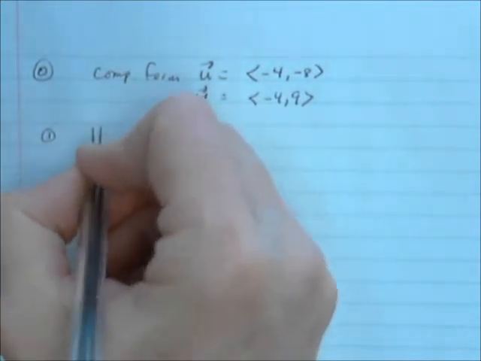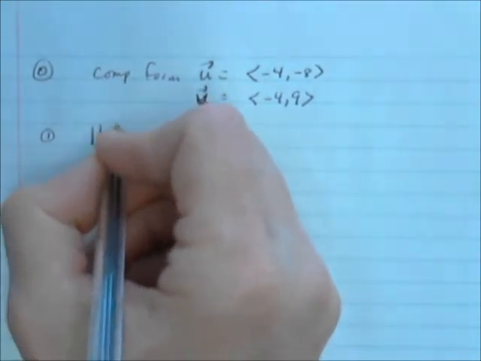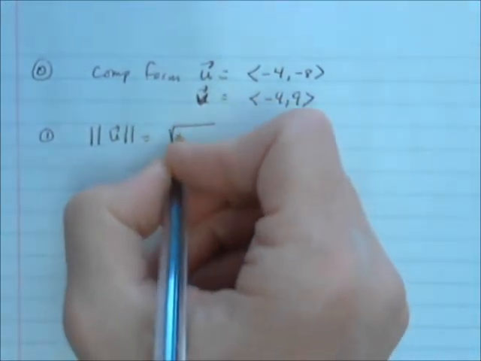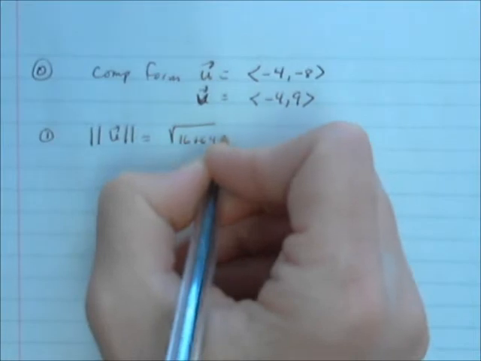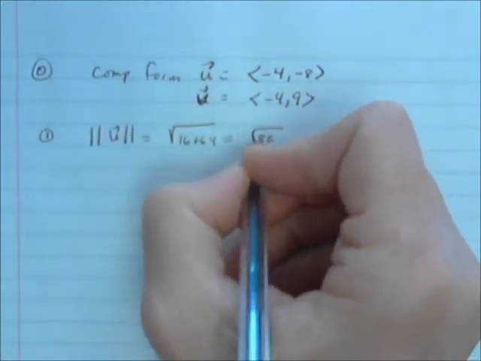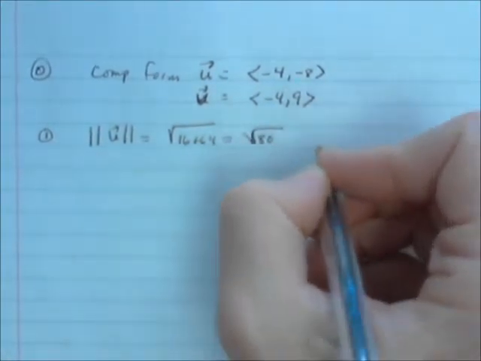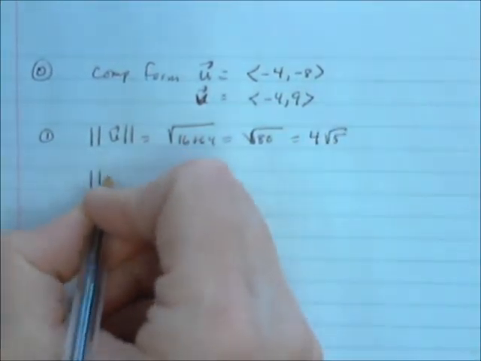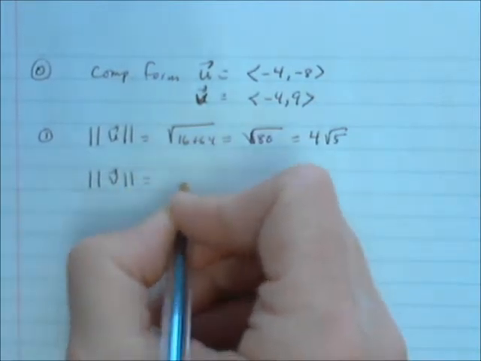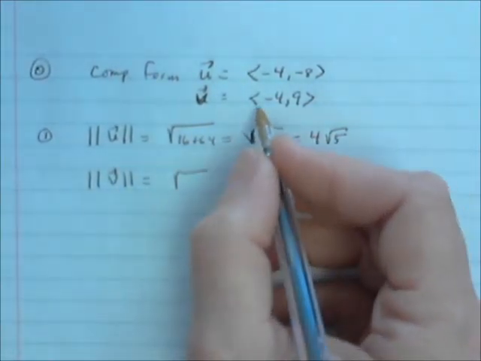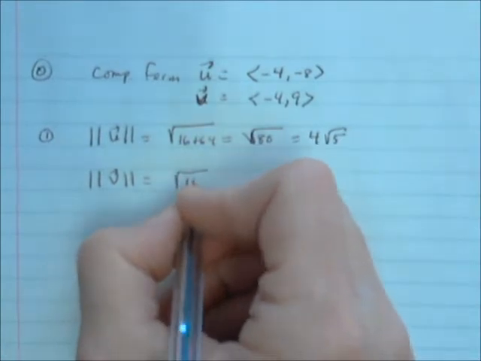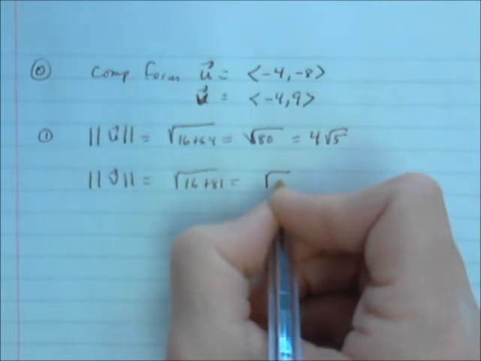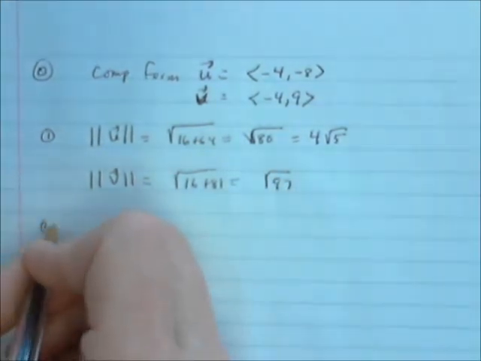Magnitude. The magnitude of u is equal to the square root of x squared plus y squared, 16 plus 64, which is the square root of 80, which can be broken down into 16 times 5, which is 4 square root of 5. And the magnitude of v is the square root of x squared plus y squared, which is 16 plus 81, and that is the square root of 97, and that can't be simplified.